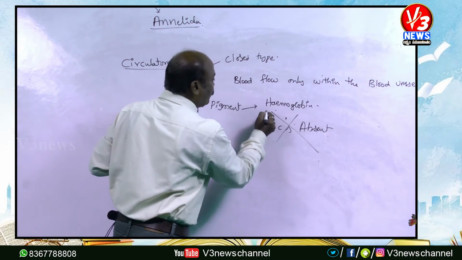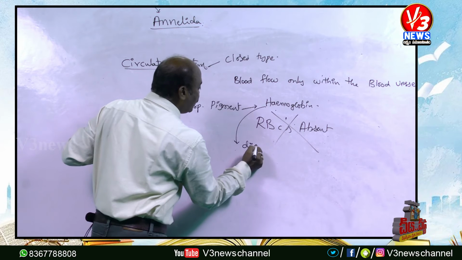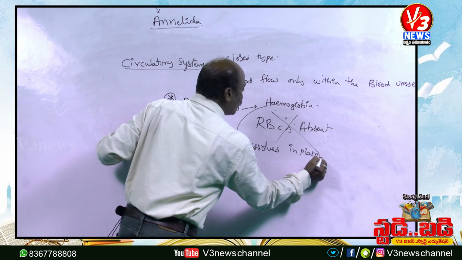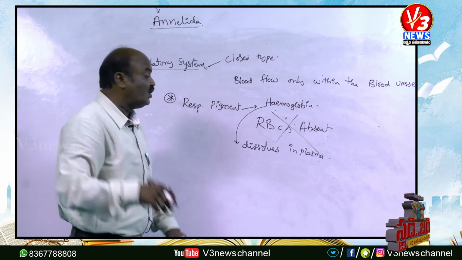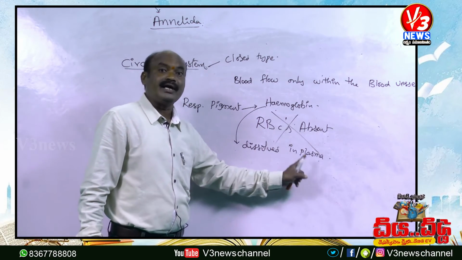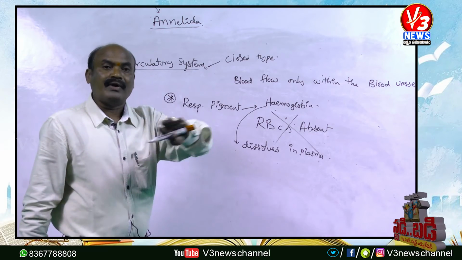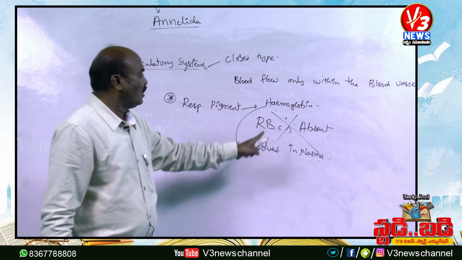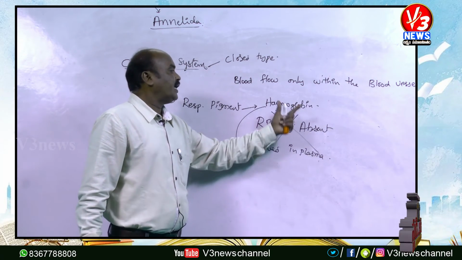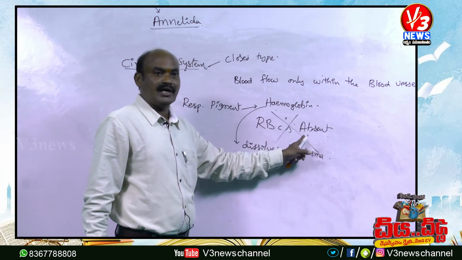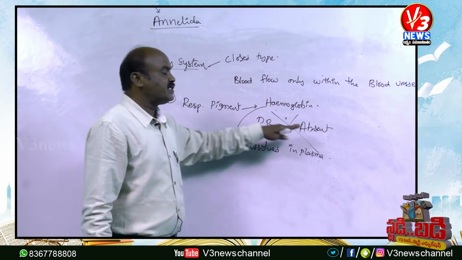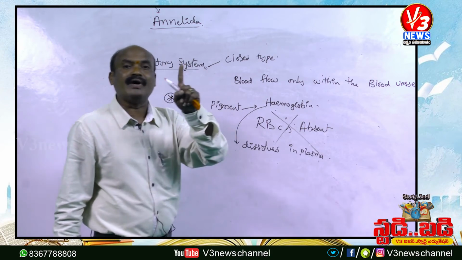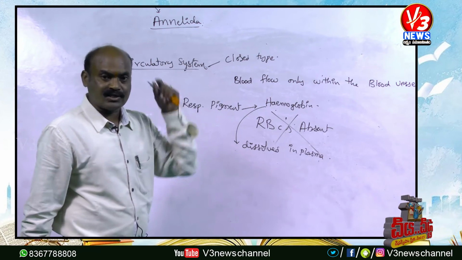So that hemoglobin is dissolved in plasma. That is the unique character of invertebrates. Whereas in the vertebrate group, the RBCs are present, and the hemoglobin is present in the RBC. But in annelids, the RBCs are absent, and the hemoglobin is dissolved in plasma. That's a very important point for entrance examinations.